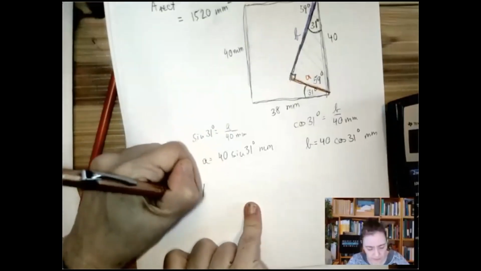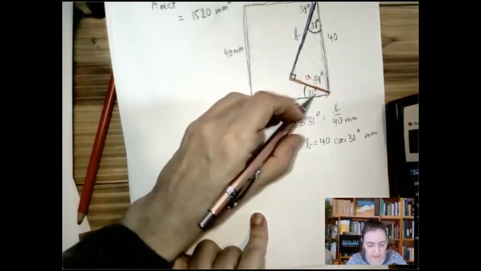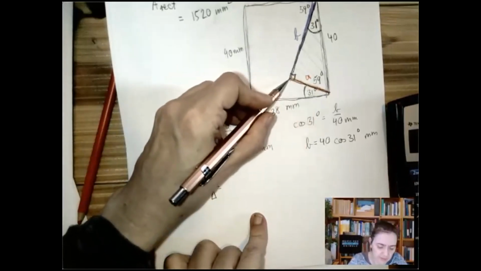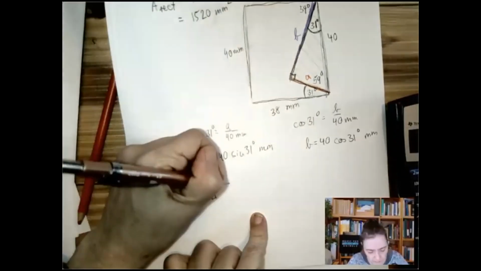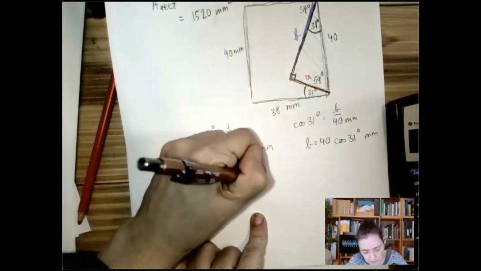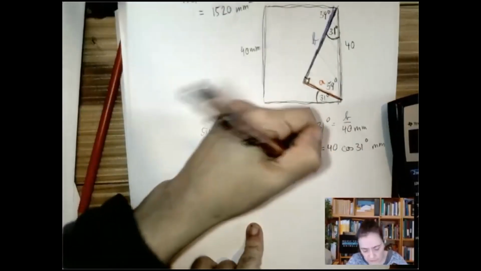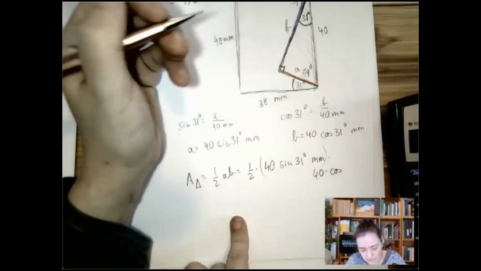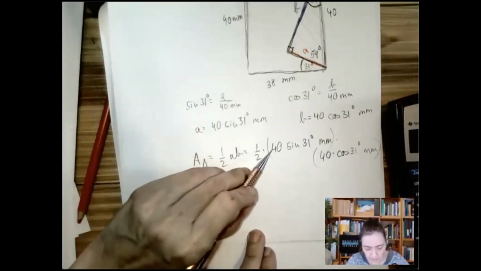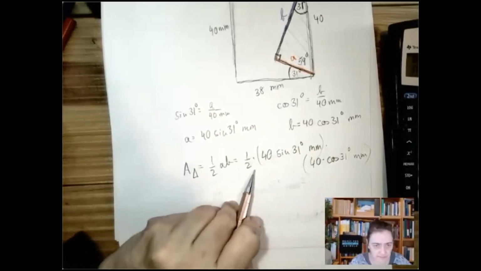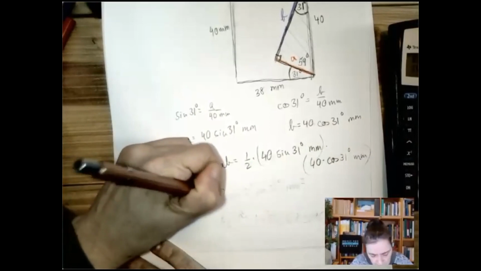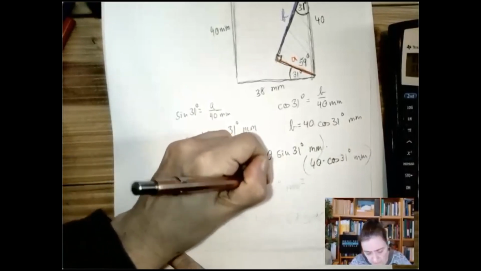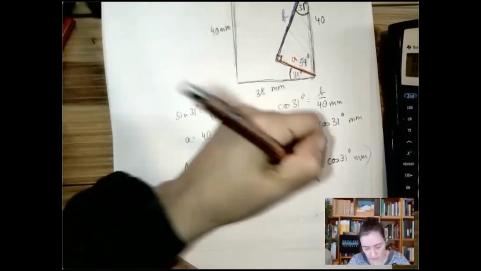And so the area of the triangle is, in case of a right triangle, one shorter side can play the role of the base and the other one the height. So it's going to be 1/2 ab, which is 1/2 times 40 sine of 31 degrees millimeters times 40 cosine of 31 millimeters. So we have 40 times 40 is 1600, divided by 2 is 800. So we have 800 times sine of 31 degrees millimeters times cosine of 31 degrees millimeters.